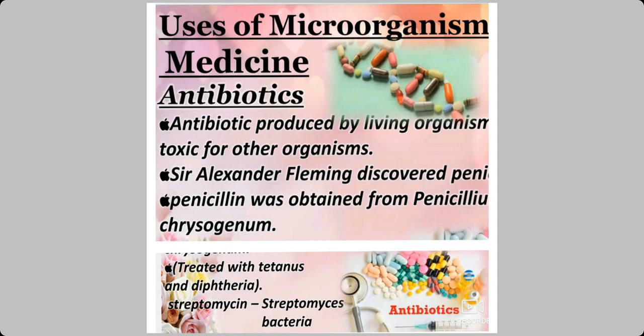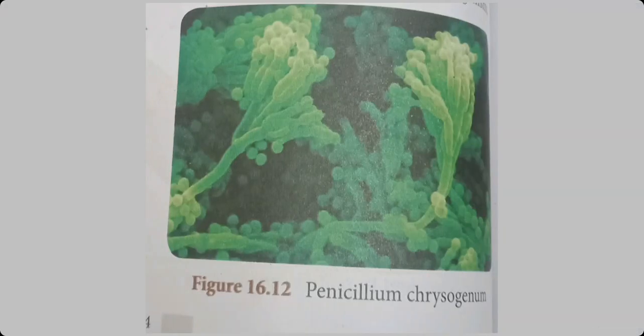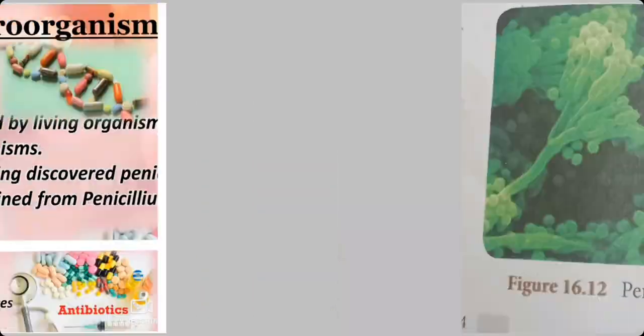Next, Sir Alexander Fleming was the first person to discover the antibiotic penicillin in the year 1928. Who discovered penicillin? Sir Alexander Fleming. Penicillin was obtained from Penicillium chrysogenum. It's a fungus. See this picture? This is Penicillium chrysogenum.